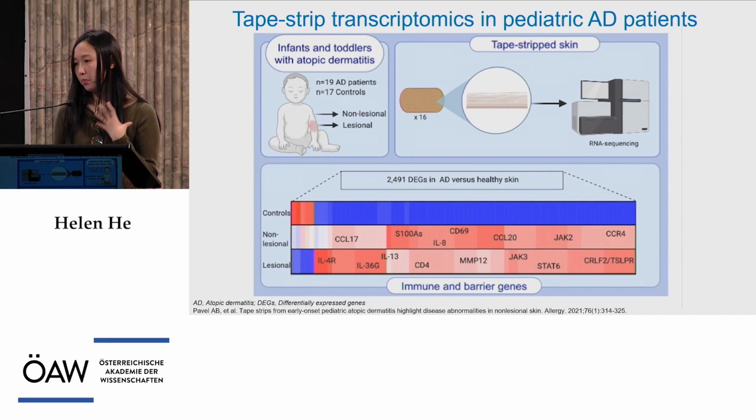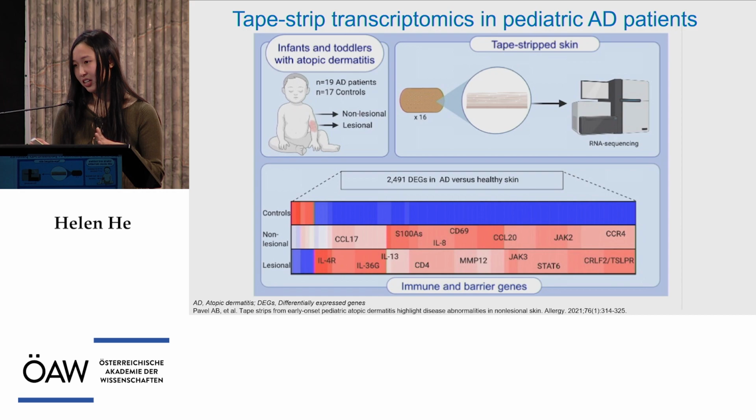And then here, we took tape strips from infants with AD and controls, and we showed that tape strips, after RNA sequencing, were able to capture Th2, Th17, and barrier abnormalities, including terminal differentiation and lipid differences in infants with eczema. Again, just reinforcing that tape strips are useful in adults, but particularly in pediatric population and infants where biopsies are really not possible.